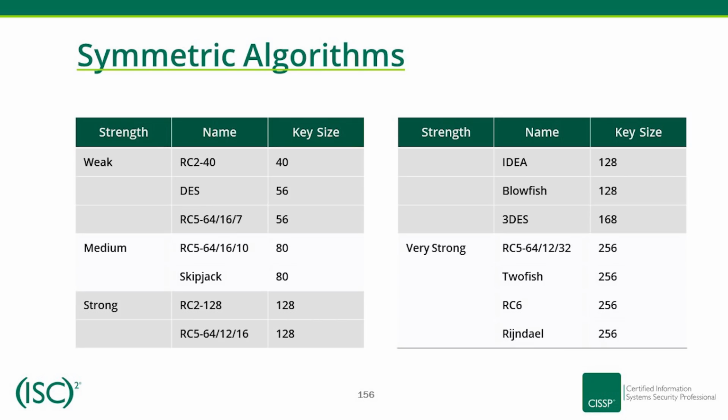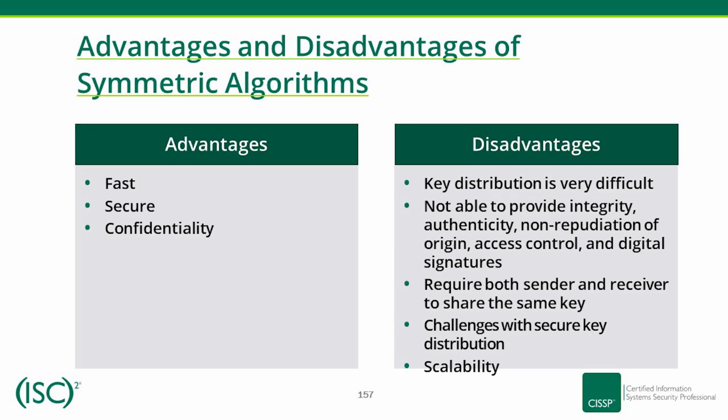Symmetric algorithms. Advantages and disadvantages of symmetric algorithms. Advantages include fast, secure, confidentiality. Disadvantages include key distribution is very difficult, not able to provide integrity, authenticity, non-repudiation of origin, access control, and digital signatures. Require both sender and receiver to share the same key. Challenges with secure key distribution.